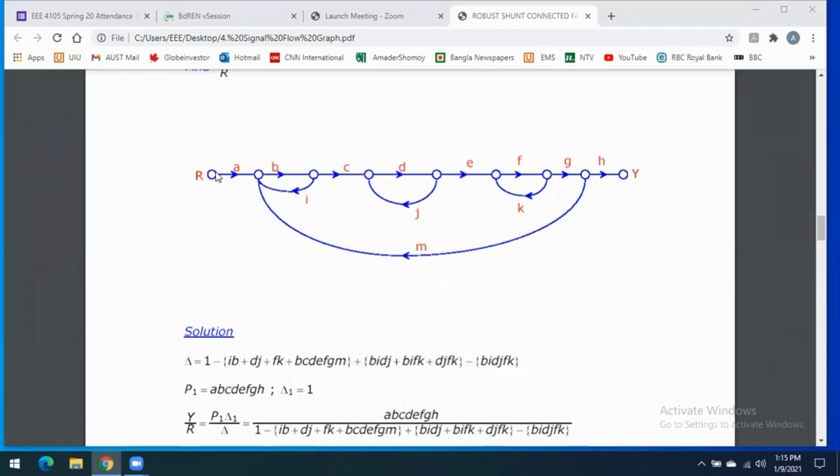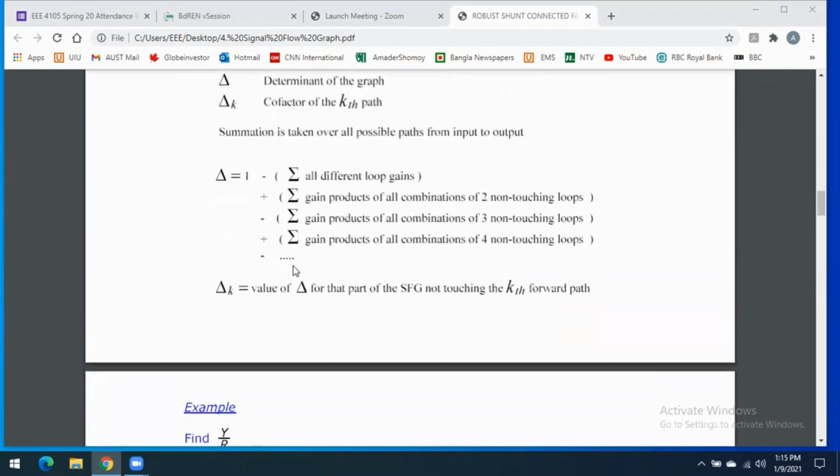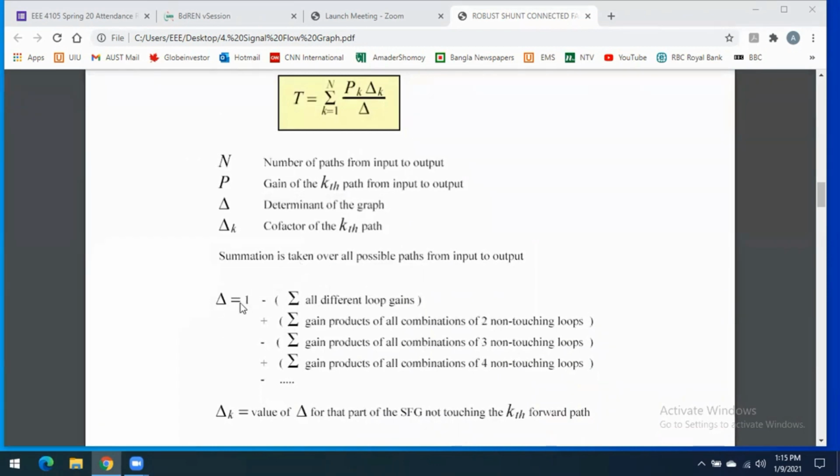We can see that if you erase this, there is no loop. So it is only one. That's it. There is no loop, so you don't even have this term. Delta is 1 minus no loops, so 0. I don't have to bother with any of these other terms. So delta 1 is 1.